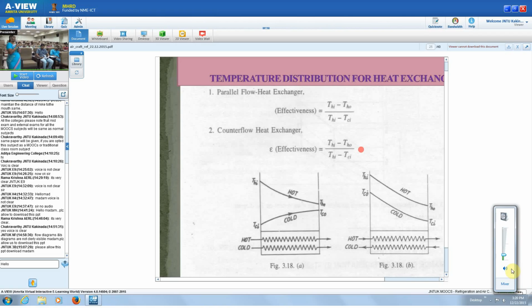Similarly, for the counter flow heat exchanger, one fluid is moving in one direction, the other fluid is moving in the opposite direction. For that also you can find out the effectiveness of the heat exchanger by knowing all the temperatures: Thi minus Th naught by Thi minus Tci. The cold fluid outlet temperature is immaterial for us. What is the inlet temperature of the cold fluid? That is more important. With that we can find out the effectiveness of the primary heat exchanger or secondary heat exchanger, or otherwise the effectiveness of the evaporator used also.